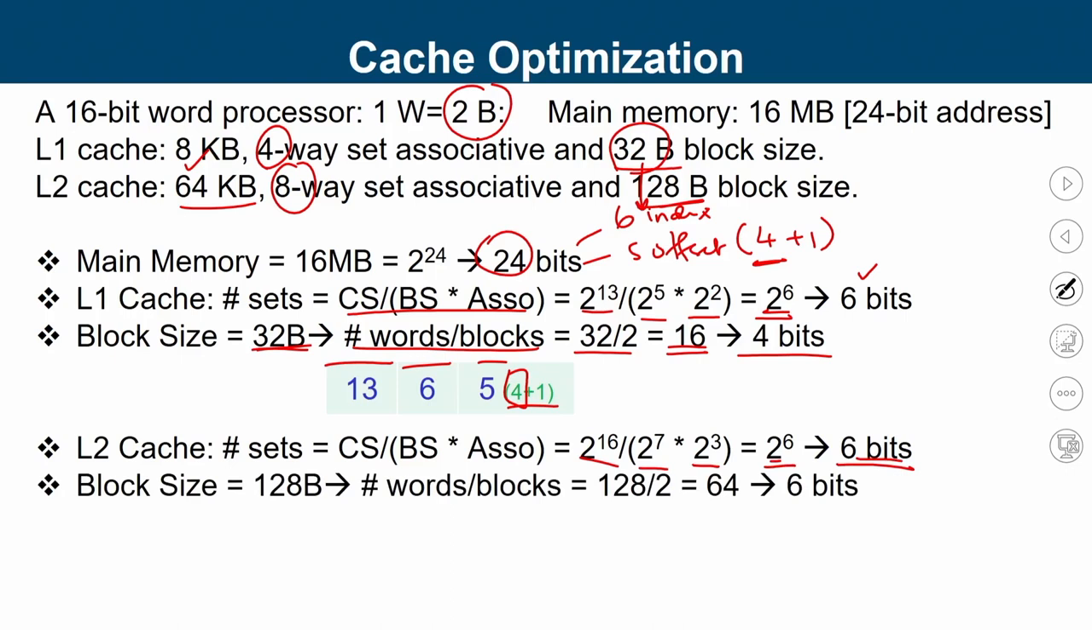So, what is the block size here? 128 bytes, and the number of words per block is 128 divided by 2, so 64 words can be accommodated in a block of size 128 bytes. So, 6 bits. Out of the 7 bits of the offset, 6 bits go for the word number. So, this is the split up. I have a 7 bit offset, which is 6 plus 1, then a set index of 6 bits, and the most significant 11 bits are for the tag.